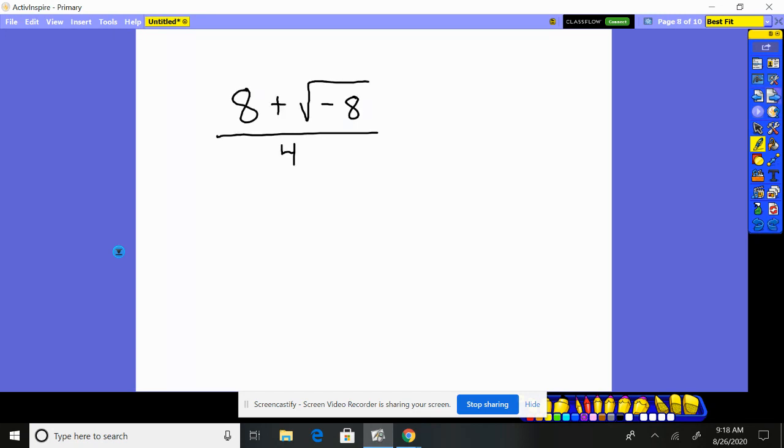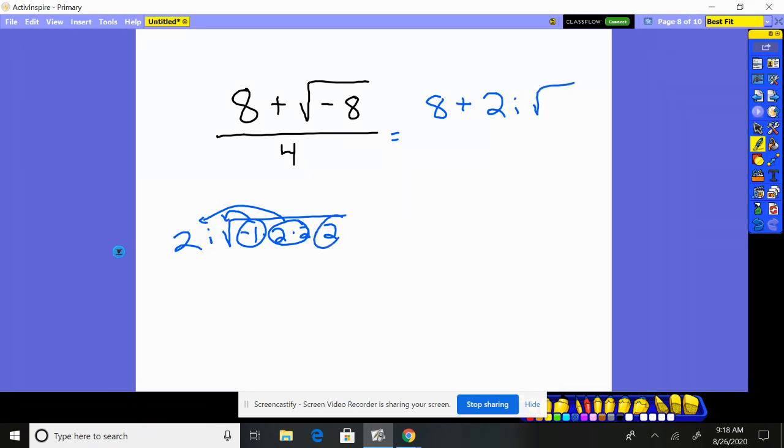Let's do another example. So 8 plus the square root of negative 8. Now notice we're going to have an i here, an imaginary number. So if we break 8 down, that's 2 times 2 times 2. So a 2 is going to come out, and then the negative 1 comes out. We have negative 1 times 2 times 2 times 2 when we break down that square root of negative 8. So a 2 is going to come out. The negative 1 is going to come out as an i. So that's where we have the i, and then we're left behind with that 2 inside the square root, all divided by 4.